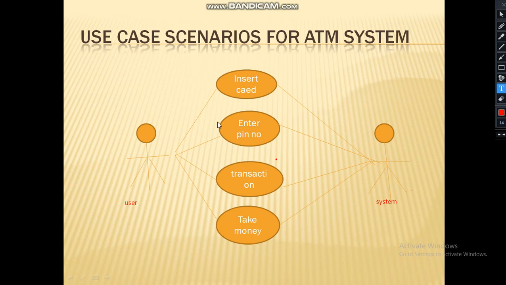Here, first the user inserts the card. This operation is performed by the user, so the user is the primary actor. Whether the card is correct or not is checked by the system. The system is the secondary actor. Okay, this is the example of an ATM system to represent the functional requirements of the system.